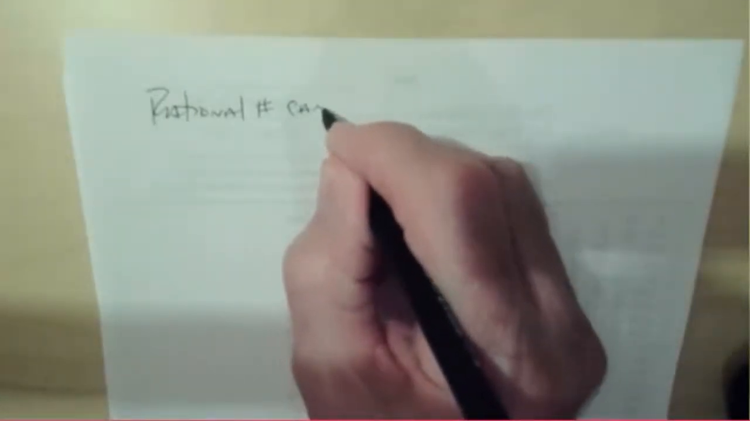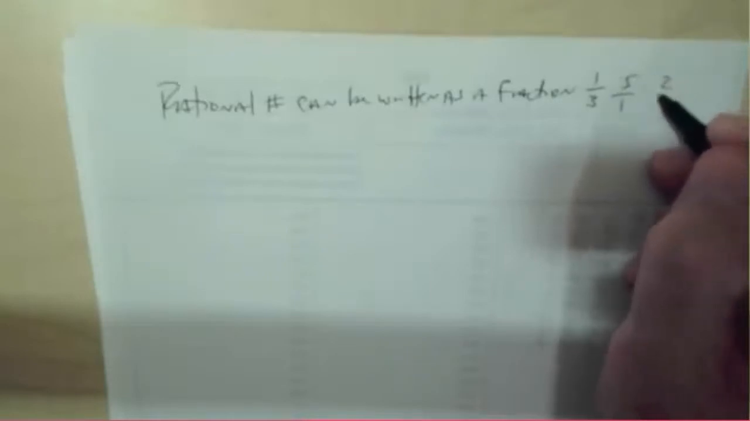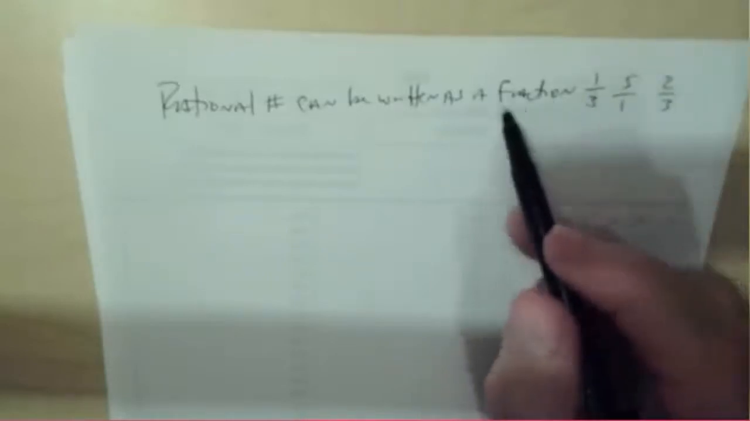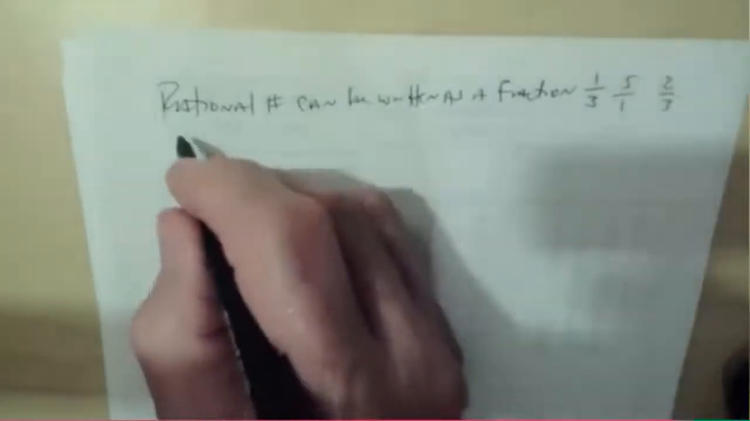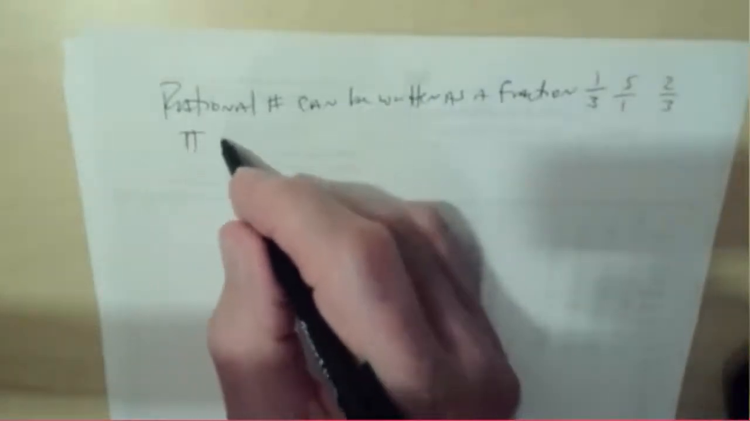Rational numbers. Now, what is a rational and what is an irrational number? A rational number can be written as a fraction. Like 1 over 3, 5 over 1, 2 over 3. All these things, these are all rational numbers. How about pi? Pi is an irrational number because it cannot be written as a fraction.